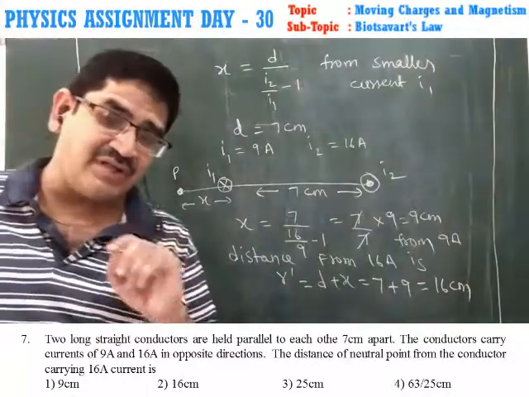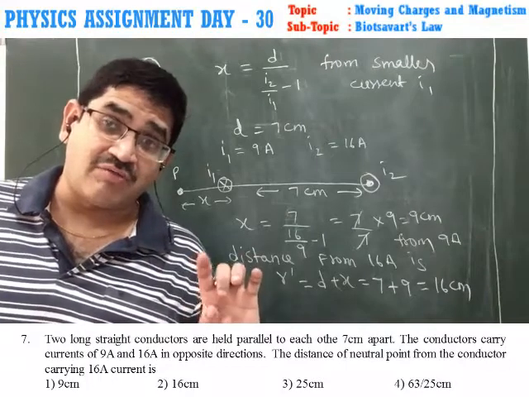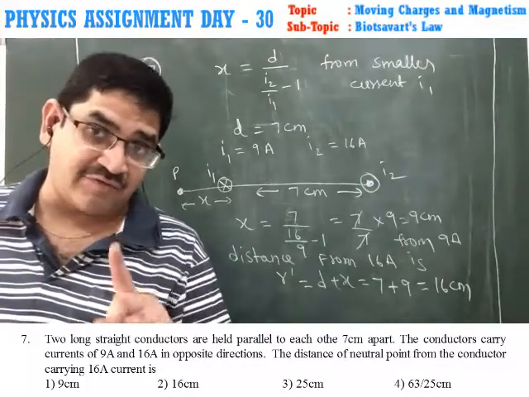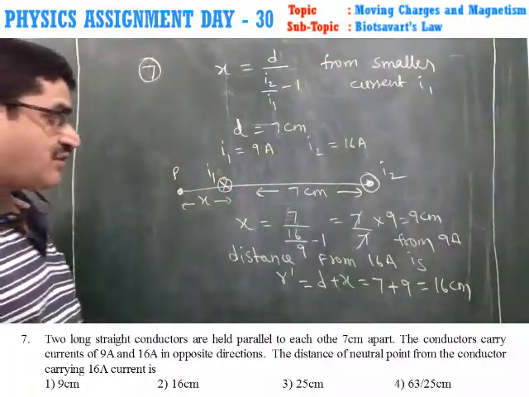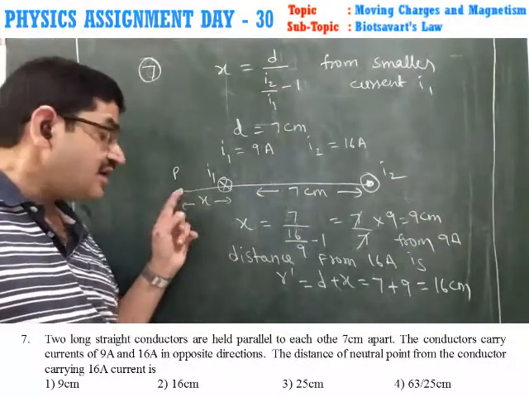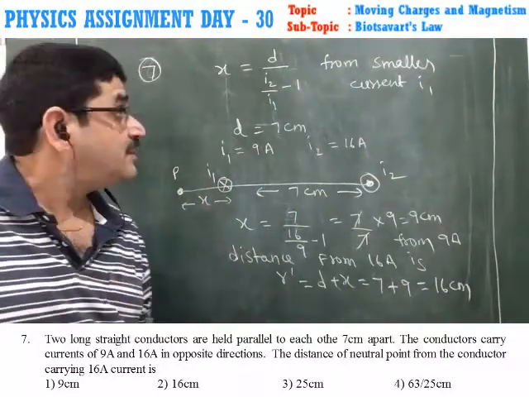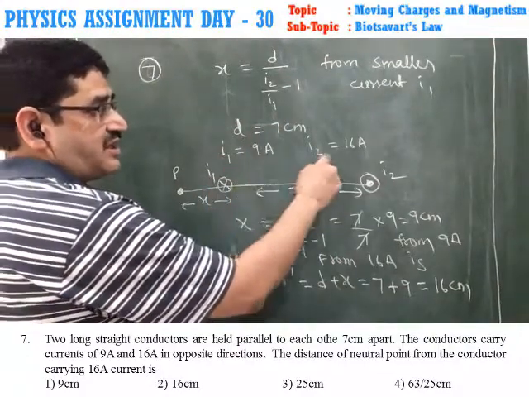This time another point he is asking is what is the distance from the larger current. He is not asking from the smaller current. So first we will calculate from the smaller current. I told you the null point always lies outside the system of the conductors and closer to I1. So that's what I observed. So D equals 7, I1 is 9 and I2 is 16.